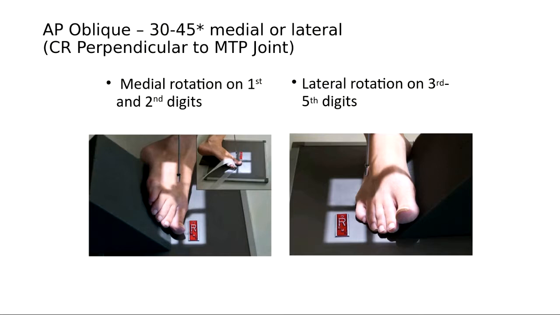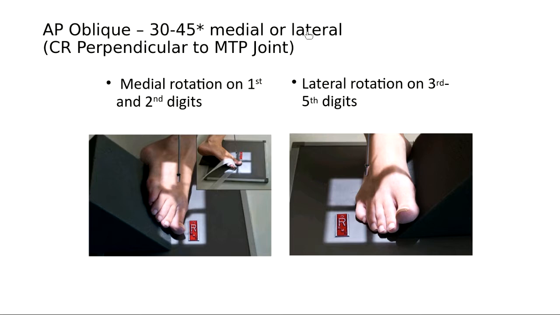Okay, and I have on your cheat sheet that we typically do a 45-degree either medial or lateral oblique. Okay, so it's AP between 30 and 45-degree medial or lateral. I would tell you that we typically do a 45-degree oblique. So again, anytime you have an oblique, you need a degree and a direction of rotation.